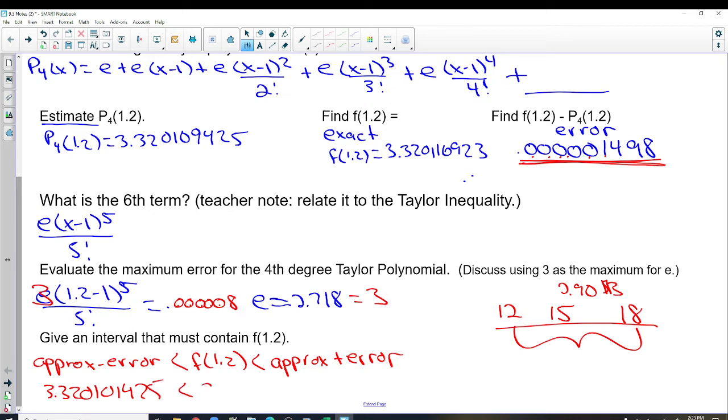Okay, this is good. F of 1.2 is less than 3.320117425. So I know that the exact answer must lie within that. And if you look, I gave an example where you can actually find it. That is inside of that range right there. That maximum value concept, we'll come back to that. Any questions on what we've done so far?